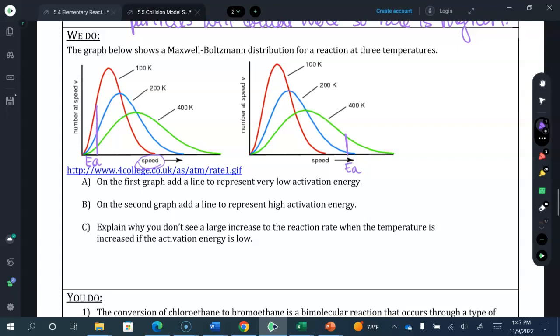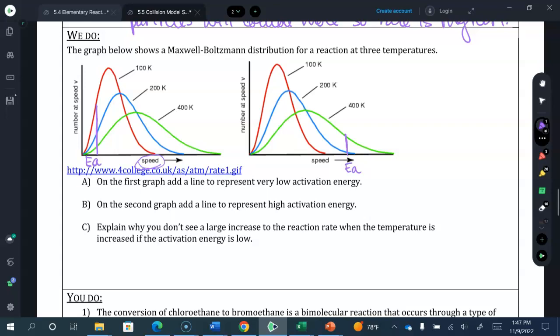Explain why you don't see a large increase to the reaction rate when temperature is increased if the activation energy is low, right? So if I increase the temperature, and we see that with the red to the blue to the green lines, it causes the graph to spread out. And we do see that the area under this curve, of all the ones that are not eligible, decreases a little bit, but it's not statistically significant compared to all the ones that are able to react. The ones that are able to react are the vast majority of the sample because of the low activation energy. Heating it is not going to produce a significant change.